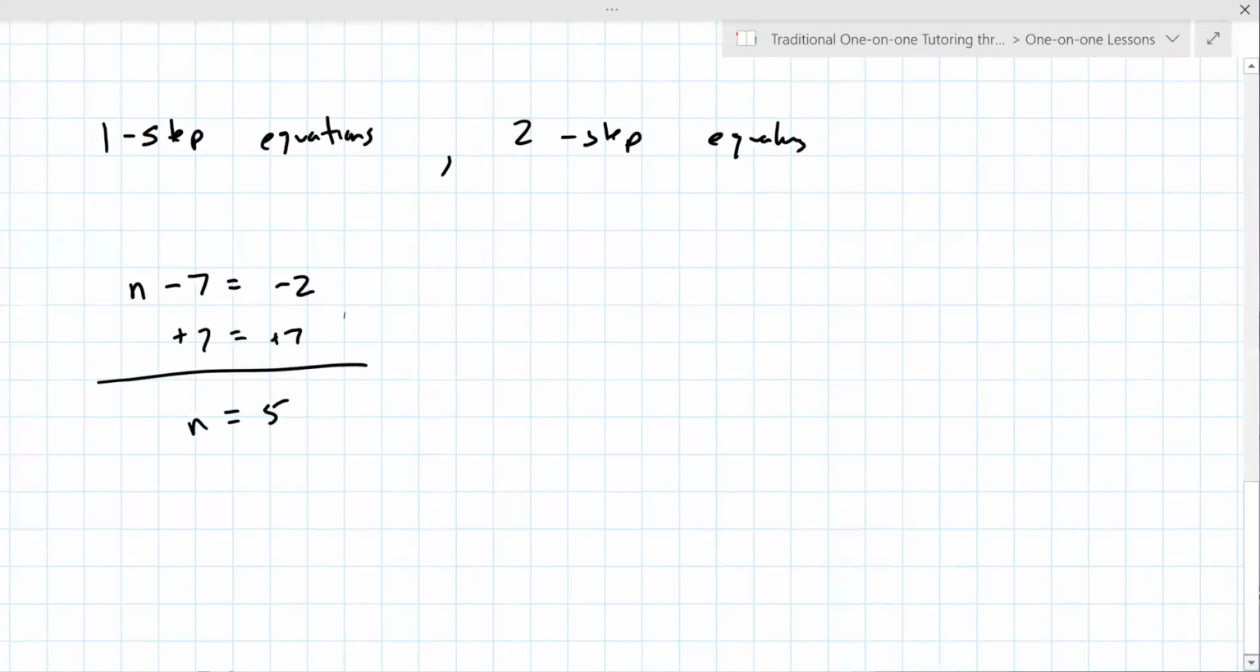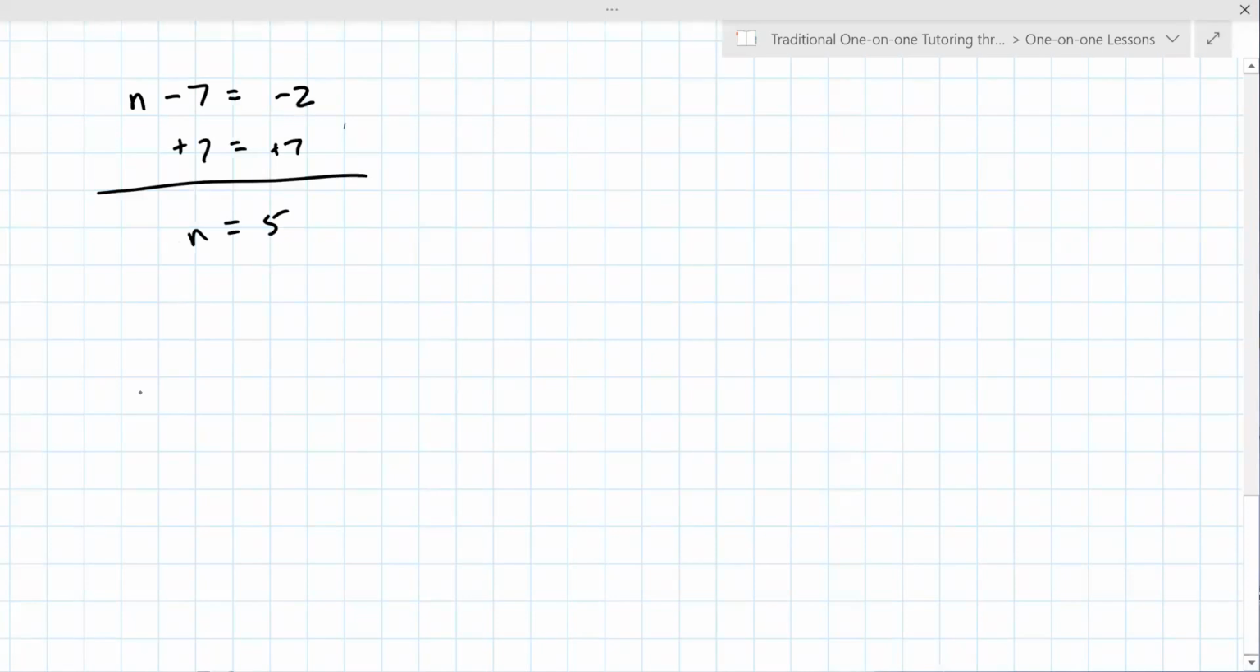Now let me give you another example here. Let's say it's r plus 2 equals 5. How do you solve this one-step equation? You subtract 2 on each side. You always undo the operation. That's what it means by inverse operation.